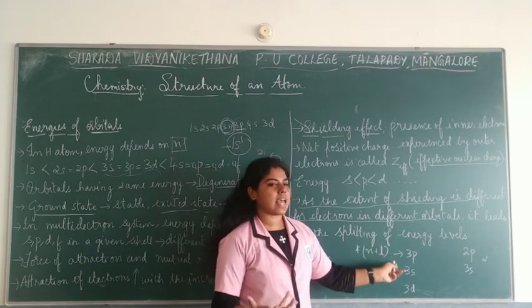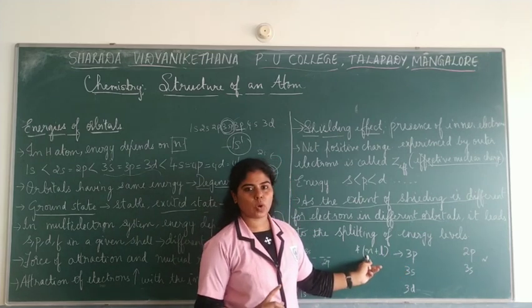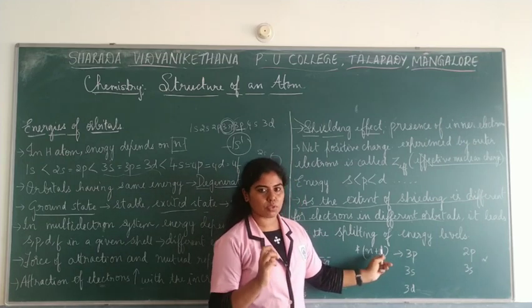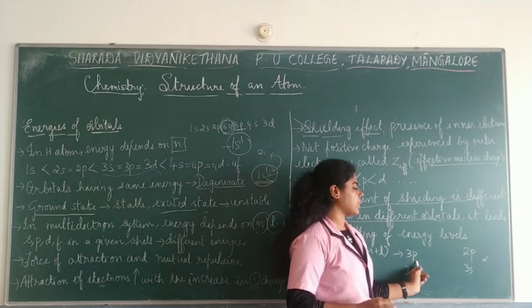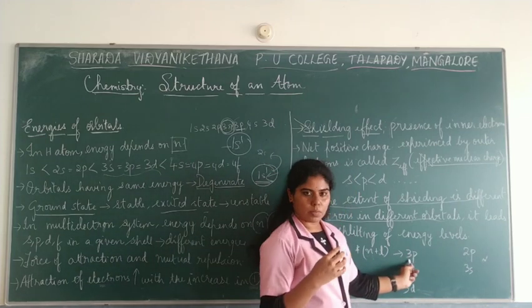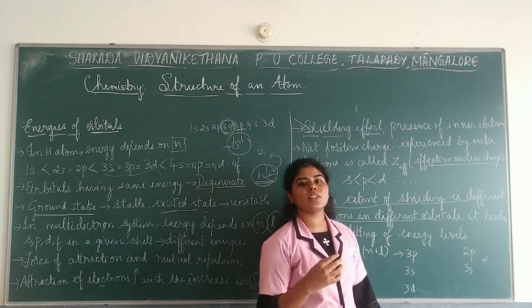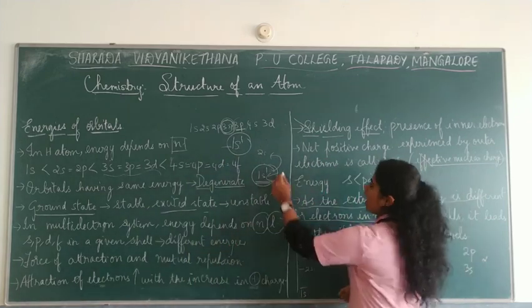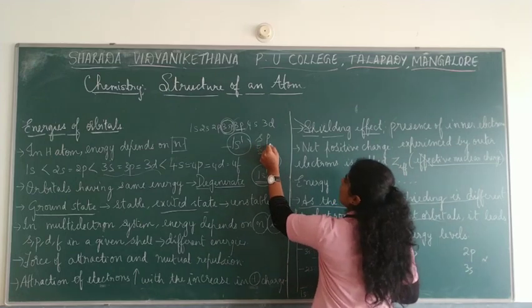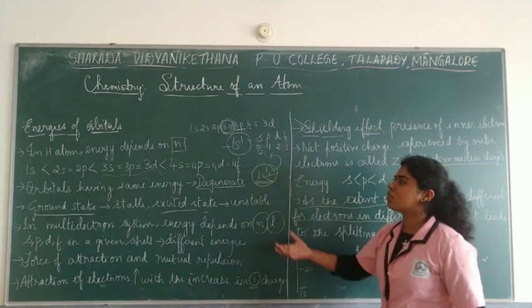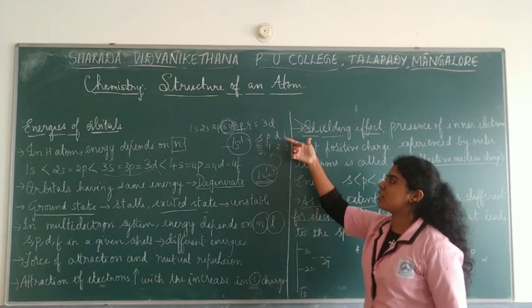Now n plus l: n is the principal quantum number and l is the azimuthal quantum number, or the subshell which they belong to. If you take an example of 3p, 3 is the principal quantum number, and for p, l has to be 1, right? So s will have 0, p will have 1, d will have 2, and f will have 3, and so on. This is how you write l for different subshells.